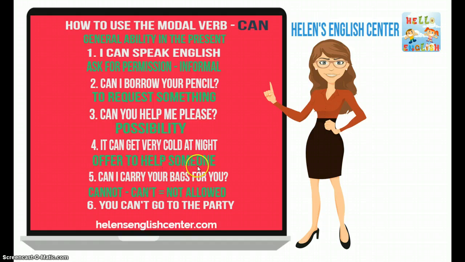Offer to help someone. 5. Can I carry your bags for you? Cannot. Can't means not allowed. 6. You can't go to the party.